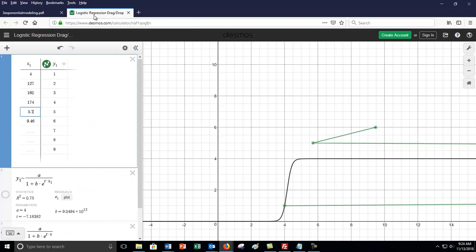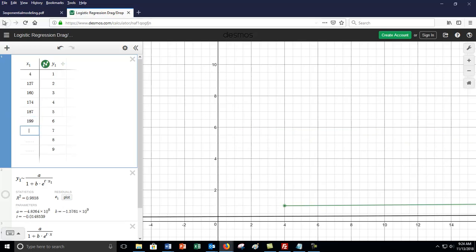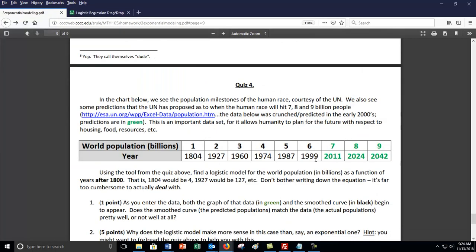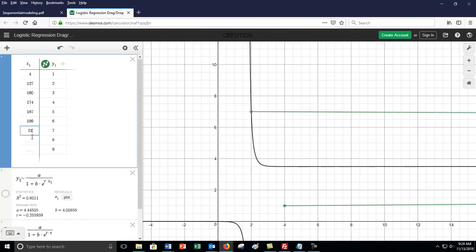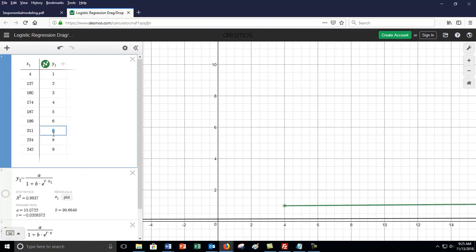187, 199. Oops, that one goes there. 187, 199. Okay, you're starting to see some behaviors over here. 211, 224, 242. There we go.